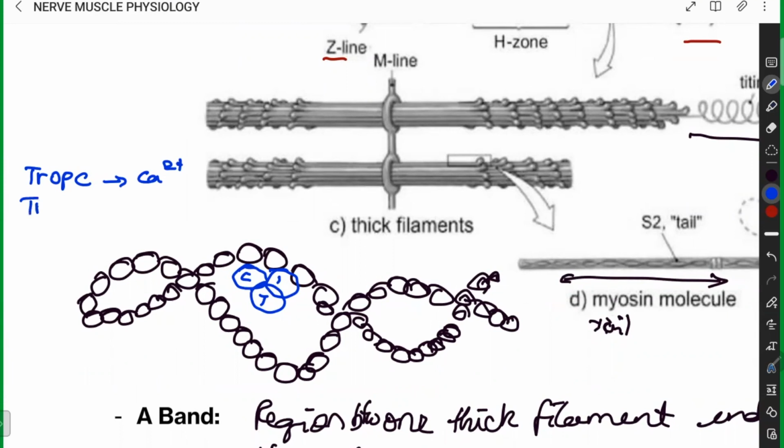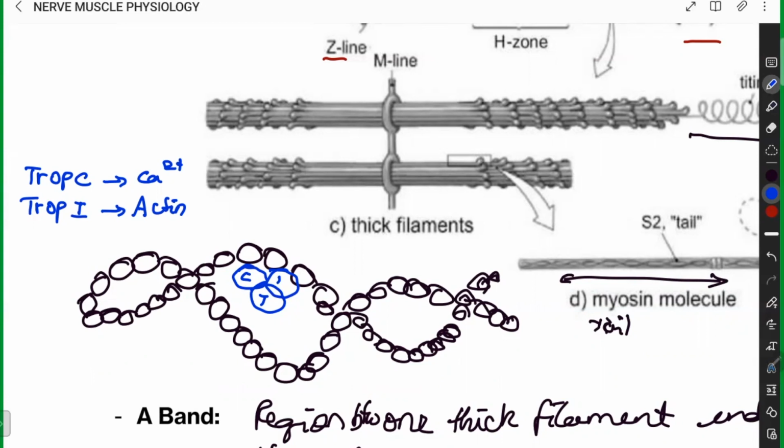Then you are going to have a trop I. What does I stand for? It's very thin, isn't it? So what is your thin filament made of? Actin. So remember, it is the actin place where it inhibits the interaction between your myosin and your actin. Between your myosin and actin, it prevents the interaction.